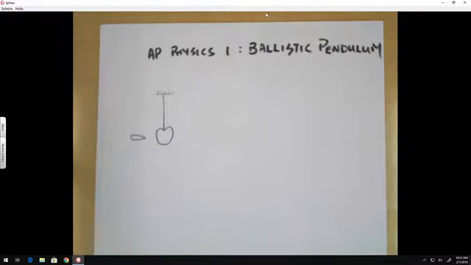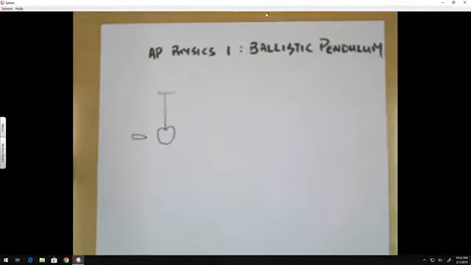Hi, this is Dr. Schultz, and I just wanted to share with you one more example of how to use momentum conservation. This problem, though, will be a little bit different because we're going to use momentum conservation and energy conservation. So this is kind of a combo problem. The type of problem is a typical one in physics. It's called the Ballistic Pendulum. It's kind of a cool name.